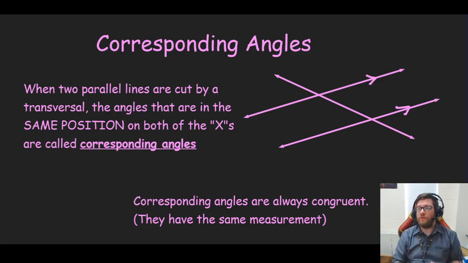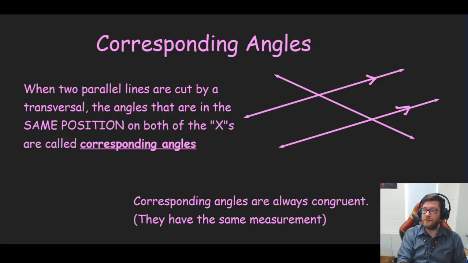All right. Corresponding angles. Again, we're looking for when two parallel lines, parallel line 1, parallel line 2, are cut by a transversal. This orientation of this thing doesn't matter. It can be twisted, turned upside up, down, left, right, anything like that. So when you have two parallel lines cut by a transversal, angles that are in the same position on both of the x's. So like if we count this guy as x number 1 and this guy as x number 2. The angles that are in the same position on both of the x's are called corresponding angles.